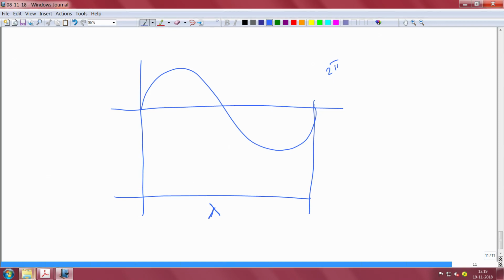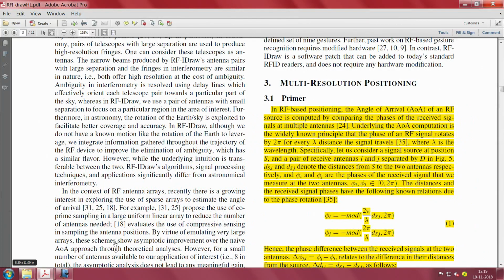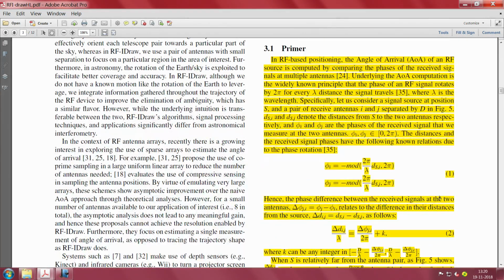So, let us go back and connect to this picture here. It says the phase of an RF signal rotates by 2 pi for every lambda distance, where lambda is the wavelength. Specifically, let us consider a signal source at position S and a pair of receive antennas I and J. I spoke to you about that already. You have phi I and phi J, which should lie between 0 and 2 pi. The distances and the received signal phases have the following known relationships due to phase rotation.